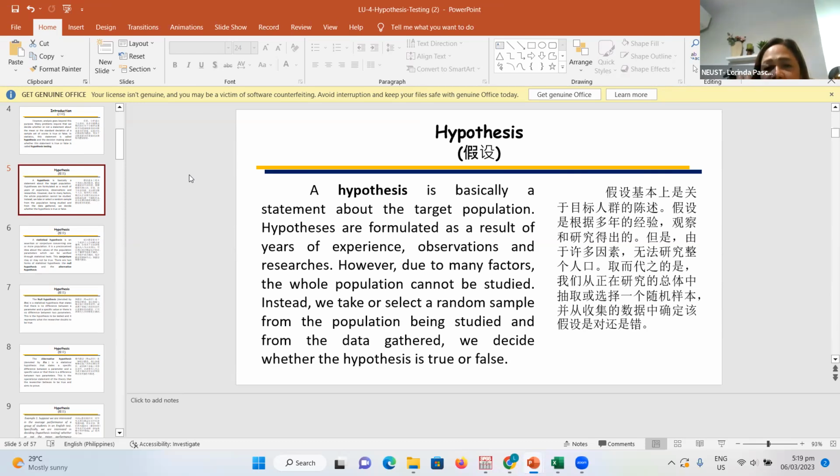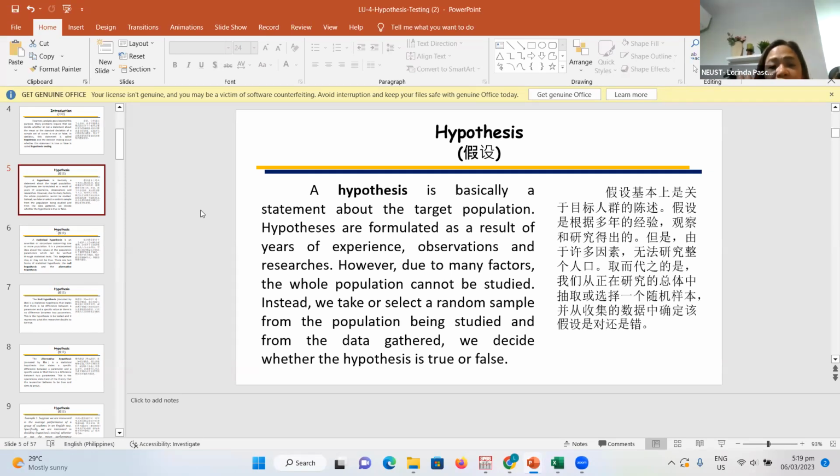That is why we do not consider the population, but only a part of that population, which we call the sample. So the question is, can we infer using only a part of that population, which we call the sample, in order to determine whether or not a hypothesis is acceptable or not acceptable?